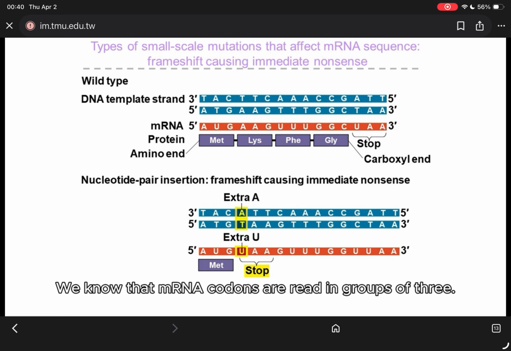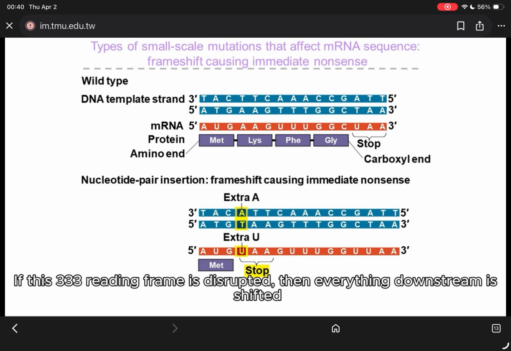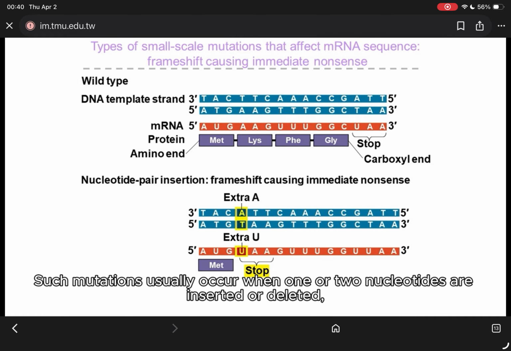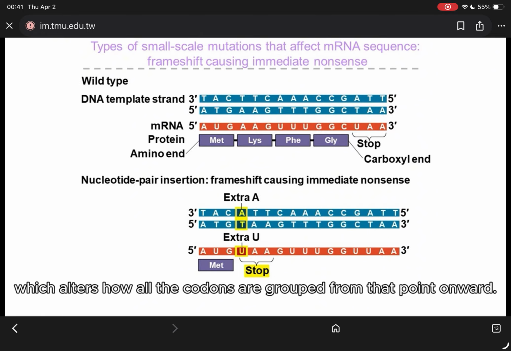We know that mRNA codons are read in groups of 3. If this triplet reading frame is disrupted, then everything downstream is shifted and the meaning of the entire sequence changes. This is known as a frame shift mutation. Such mutations usually occur when one or two nucleotides are inserted or deleted, which alters how all the codons are grouped from that point onward.